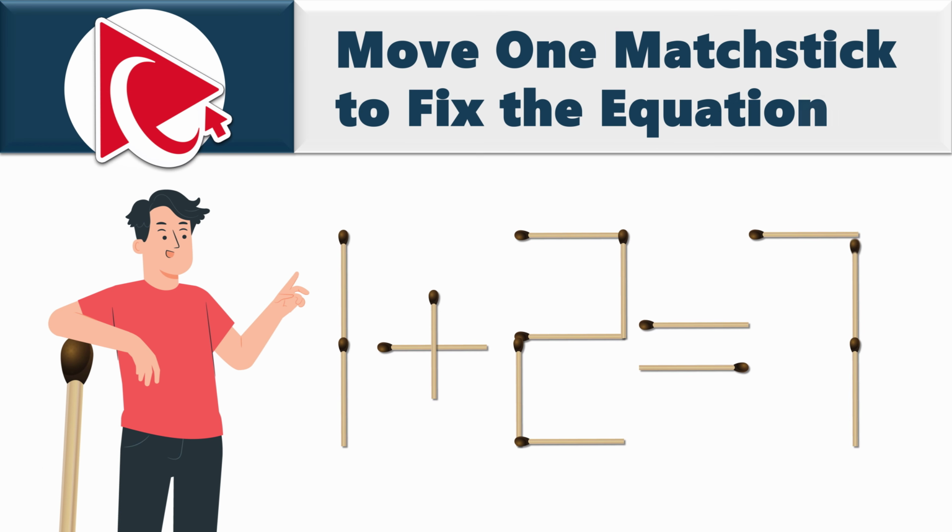You're presented with Matchstick Challenge. There is an expression: you need to move one matchstick to fix the equation. Current equation is 1 plus 2 equals 7, which is not mathematically correct. It is hard to believe, but moving only one matchstick will help you solve this equation.